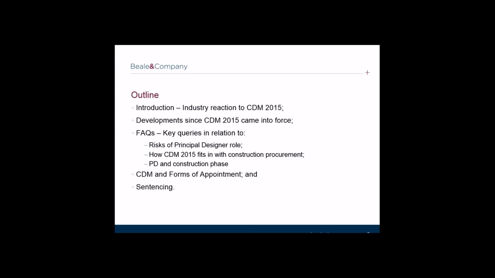As ever with new legislation, there are contractual angles to ensure compliance, and so after the FAQ section, we will set out our views on the impact CDM 2015 has had on standard form contracts and amendments to those contracts. Finally, we will deal briefly with the new sentencing guidelines for health and safety offences, which came into force in February this year. For information, we will be using PD and PC as abbreviations throughout for the principal designer and principal contractor.